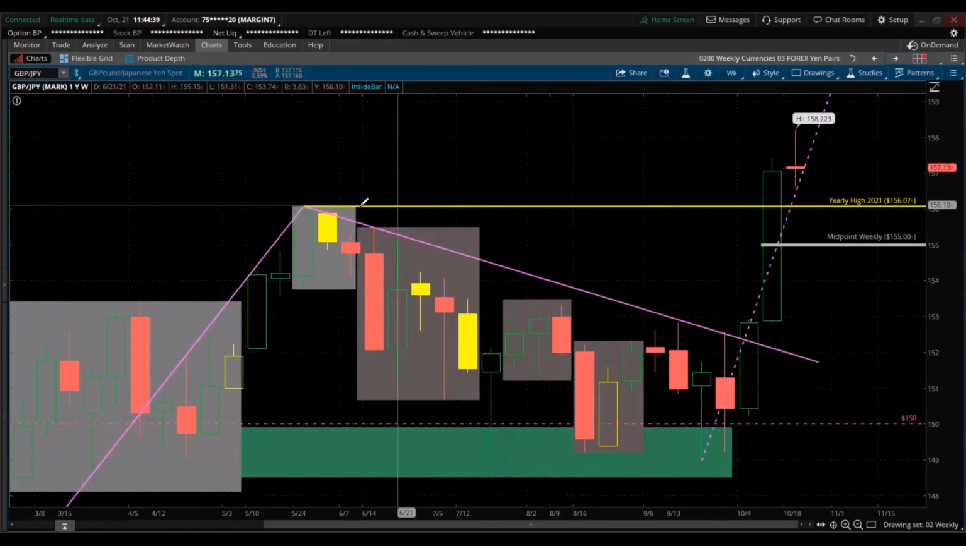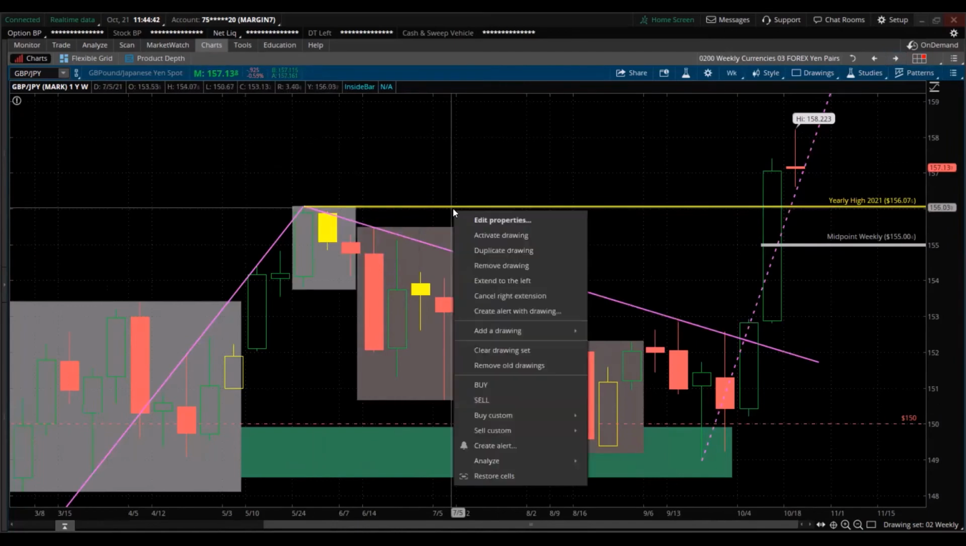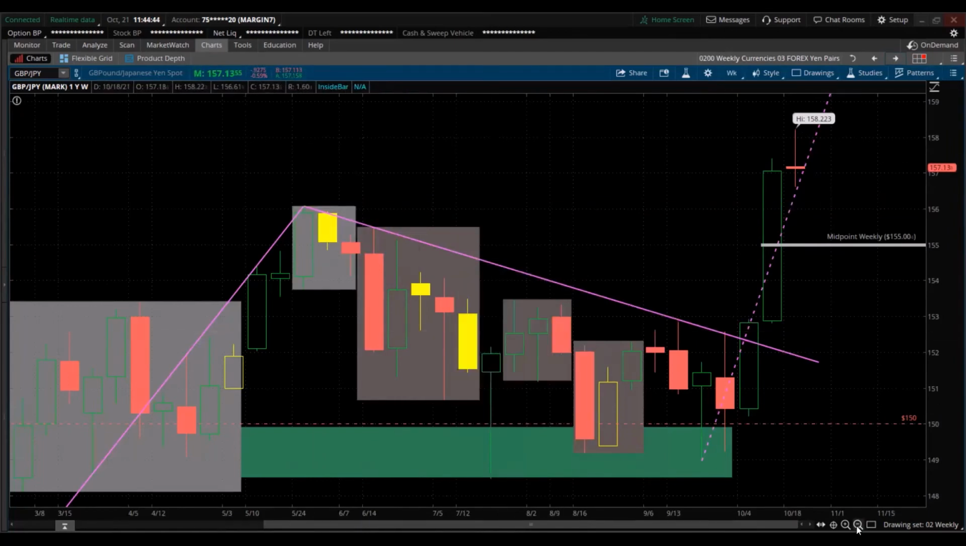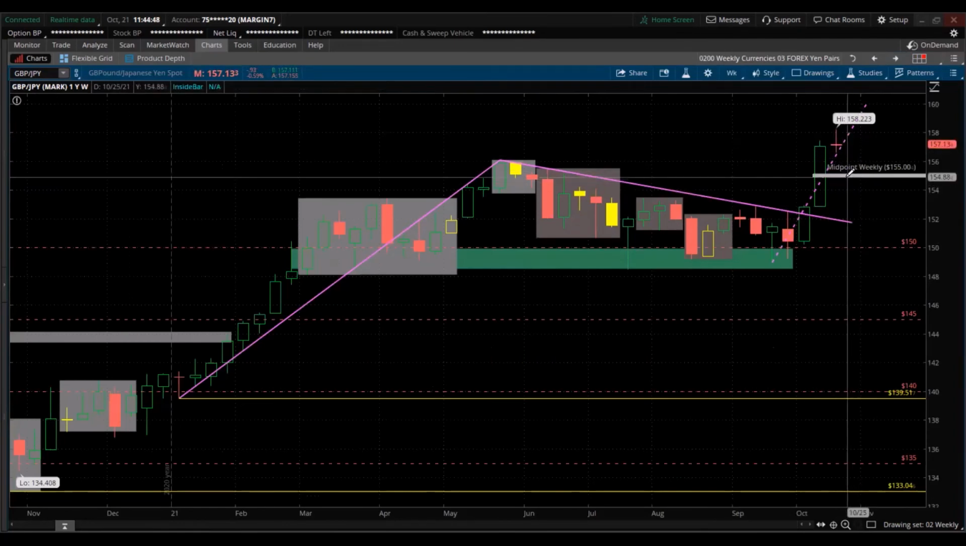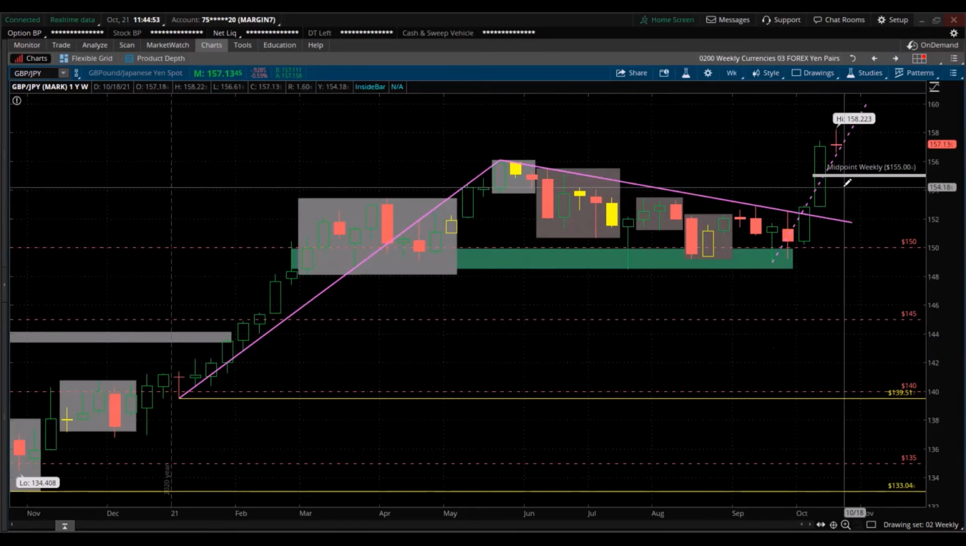Let me take off that yellow horizontal line. That was the high of the year. Already took that out. Zoom out a little bit and got the midpoint label. So if there's a retracement, maybe that's the place to go, and that might be a buy signal, depending if it's going to reverse off of it.